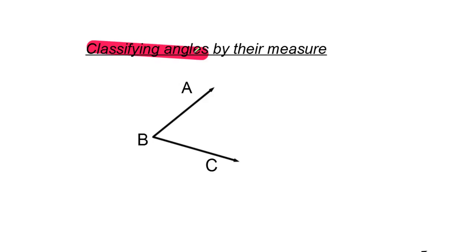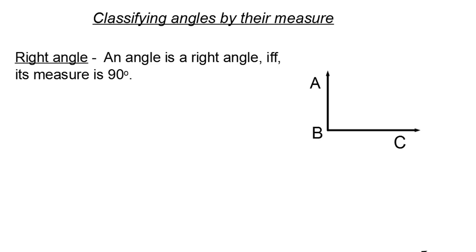When I ask you to classify an angle, then I want you to tell me what type of angle it is by how big it is. Okay, now the first type of angle that we're going to talk about by its size is a right angle. Here's my definition of a right angle. An angle is a right angle if and only if its measure is 90 degrees.